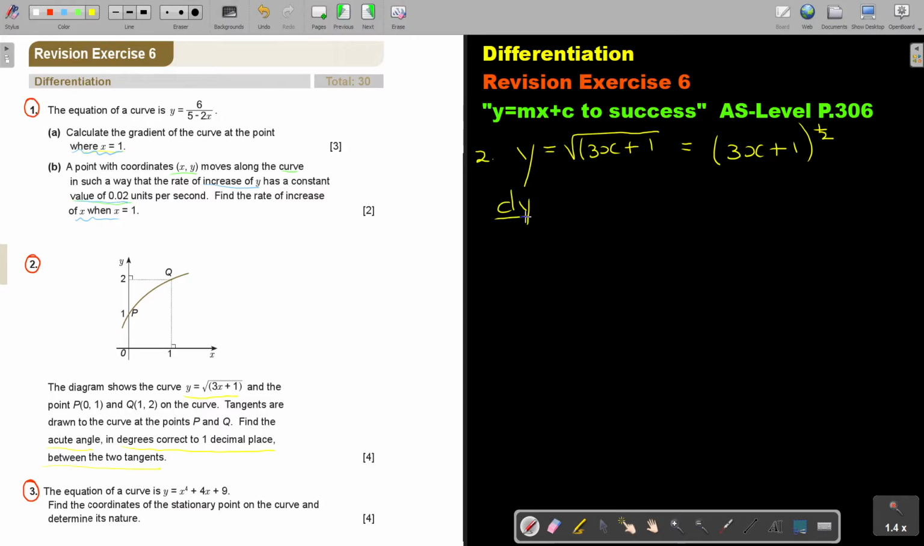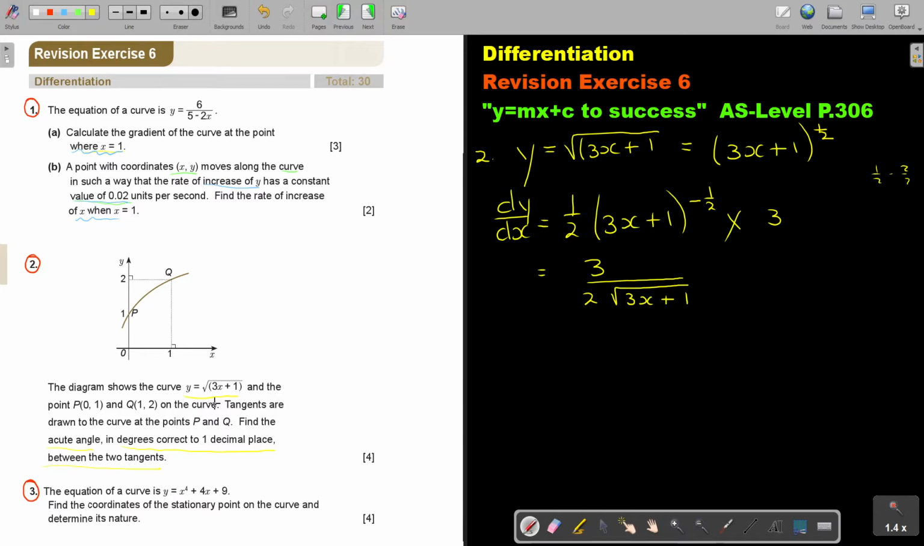So dy over dx, and again I'm going to do the short way. I'm going to differentiate the outside, and remember to subtract the 1 this time. So if I say half minus 2 over 2, it's minus a half. And then I multiply by differentiating the inside. So I'm getting 3 over 2, and then I get my 3x plus 1. Okay, now this is my derivative.